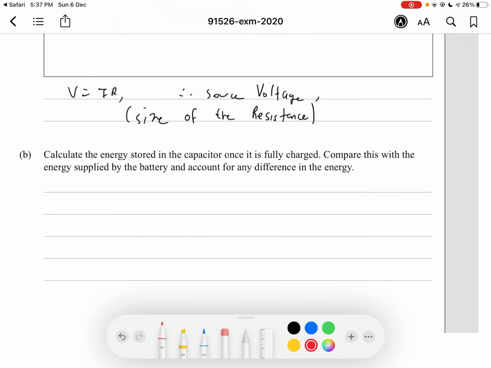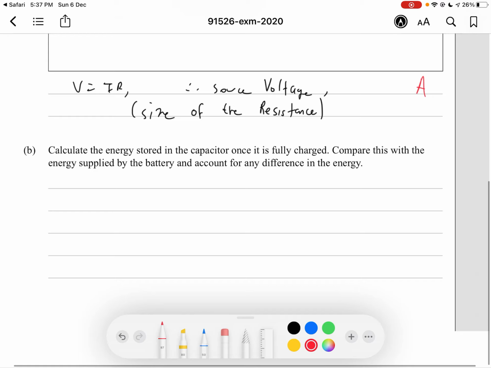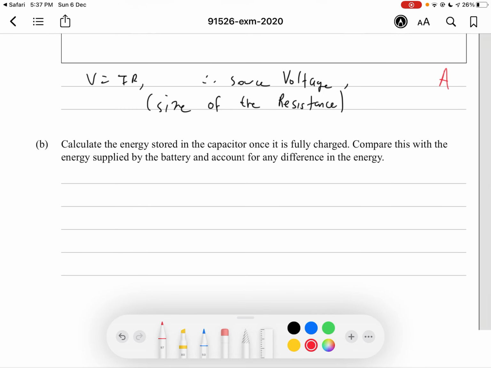Right, so question B. That should just be an achieved level question, to be honest, since we're not drawing the graph with specific values or anything, we're just drawing the graph to just a shape, so that should just be an achieved. Calculate the energy stored in the capacitor once it is fully charged. Compare this with the energy supplied by the battery and account for any difference in the energy.